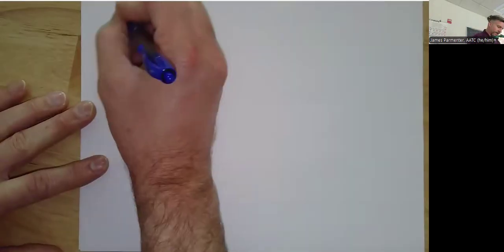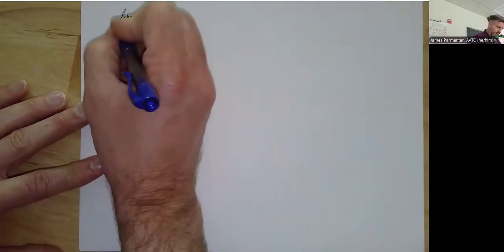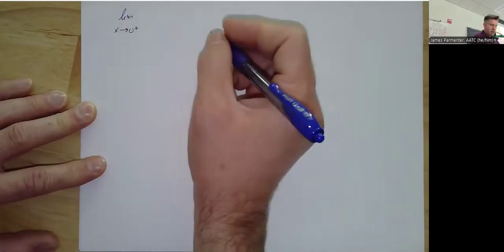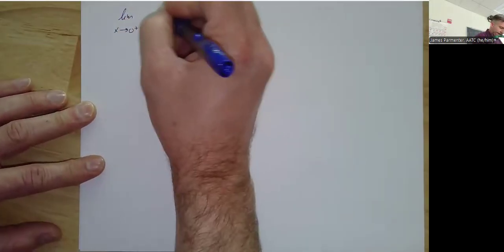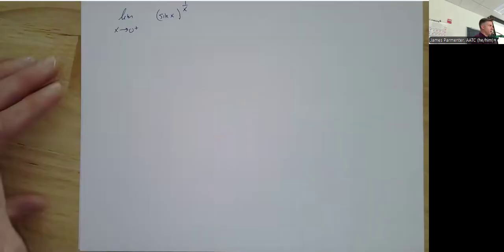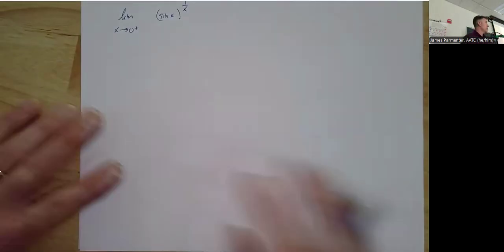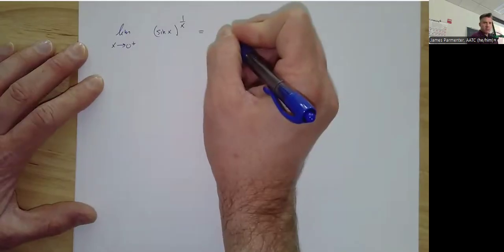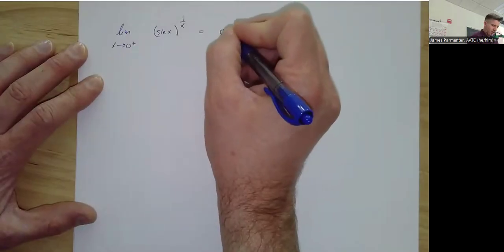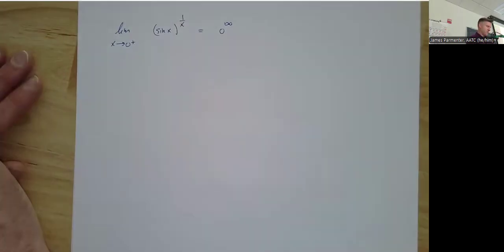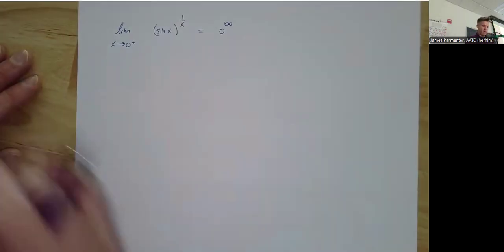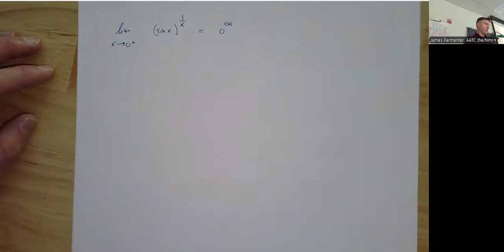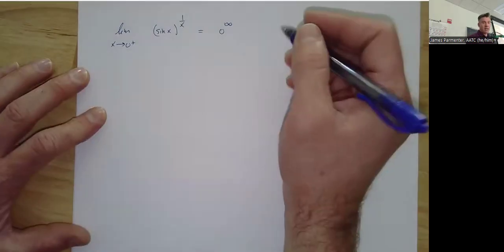Let me show you in this example what I mean. So let's look at one more example. The limit as x goes to 0 from the right again of sine of x to the 1 over x. So now instead of a 0 to the 0 type, we have a 0 to the infinity, which is not one of my indeterminate forms. This is not indeterminate.